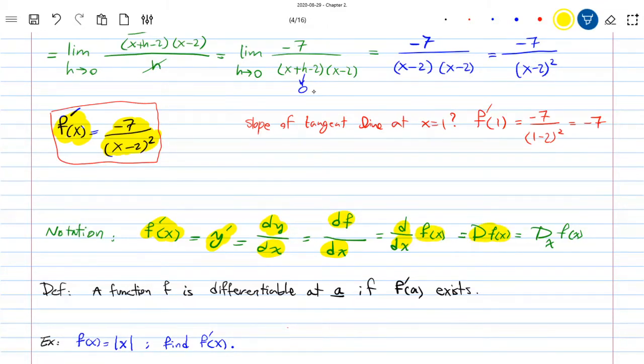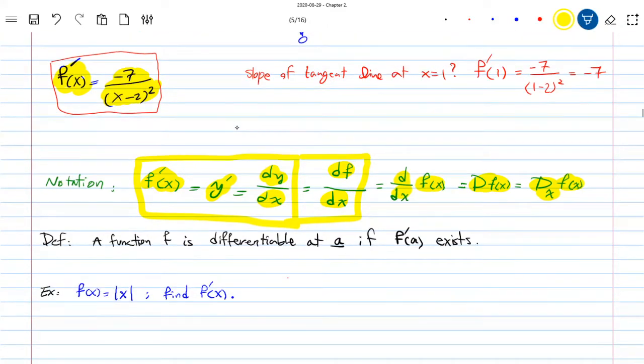The capital D of the f function is the operation of derivative with respect to x of the function f. These are all notations that have the same meaning. Normally the ones that we use are these first three, or maybe the fourth one as well. So for simplicity, normally I'll use the prime, but if you see dy over dx or df over dx, that is still the derivative with respect to the variable x.